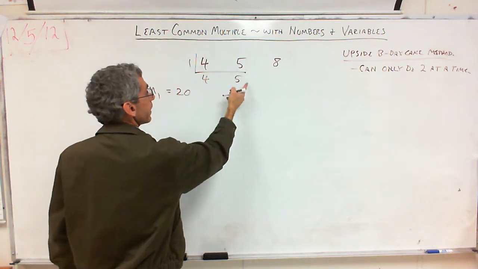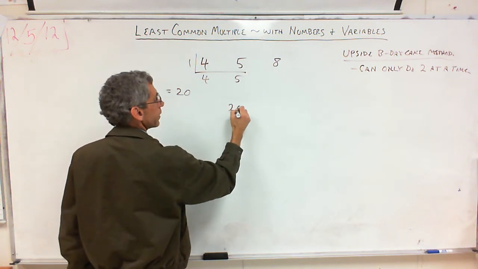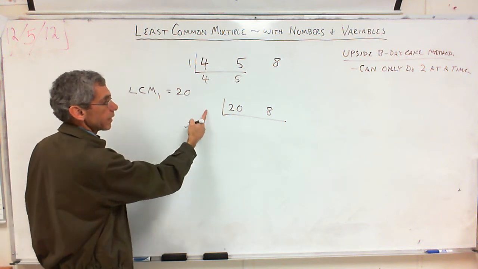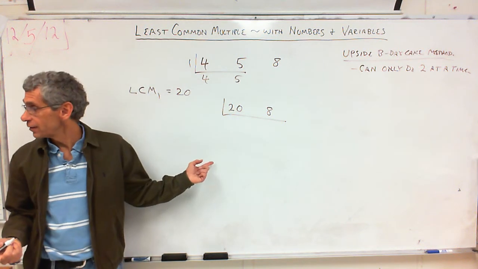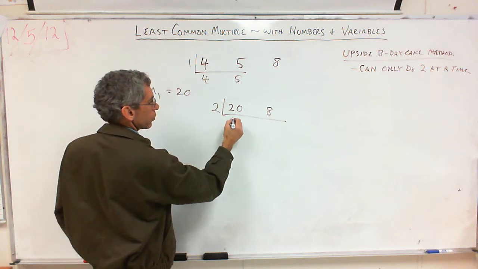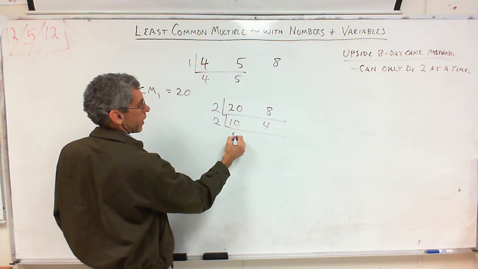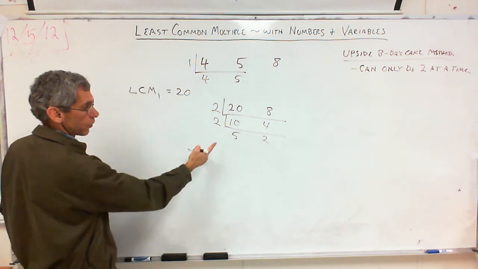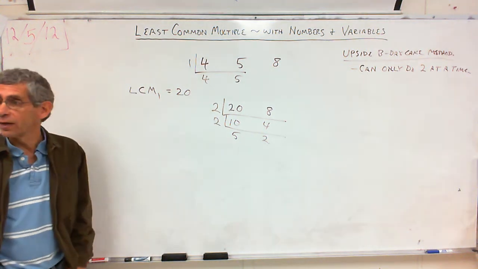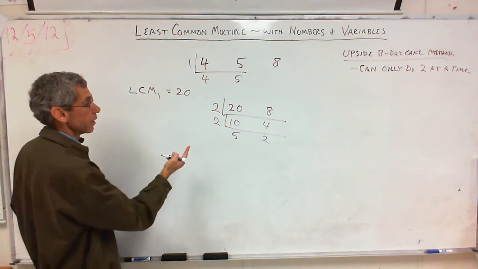And then I've got to take my least common multiple of this and try it with the 8. So now I'm going to do 20 and 8. See? And then this will give me my final least common multiple. So 2 goes into both of those, 10 and 4. 2 goes into both of those, 5 and 2. And that's as far as I can go, because nothing else goes into 5 and 2 other than 1. And 1, we just found out, doesn't help me any. I keep going on and on, right?